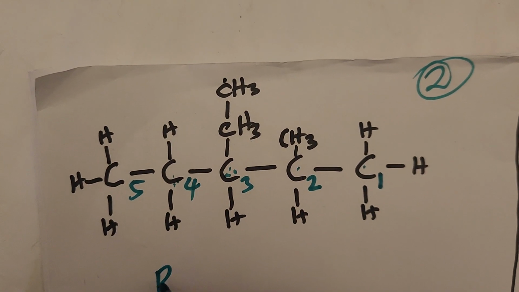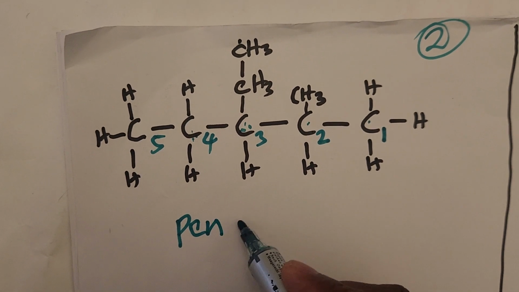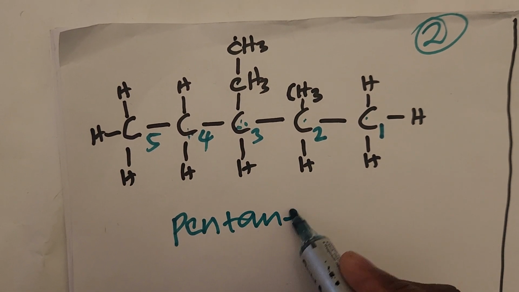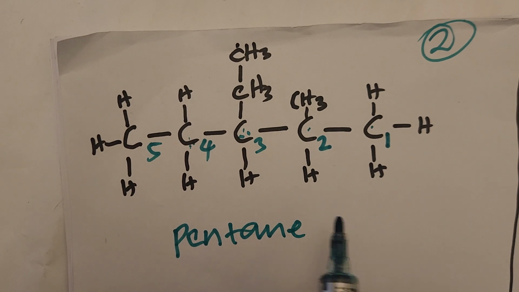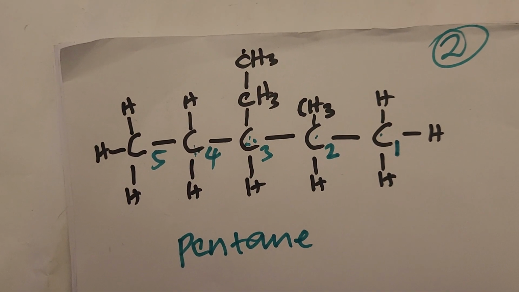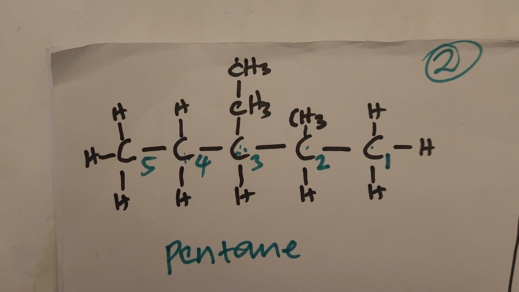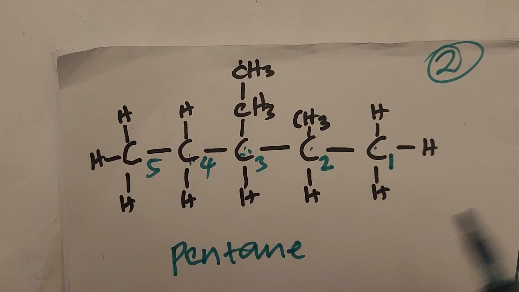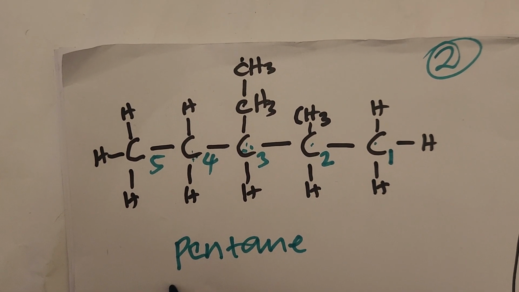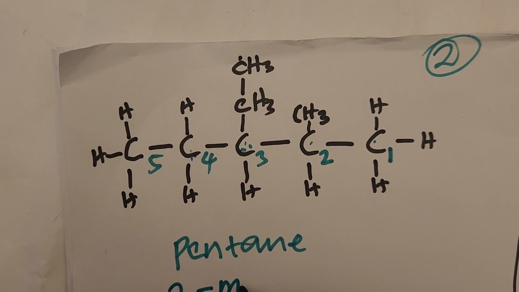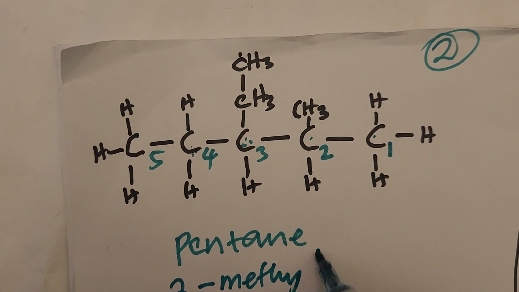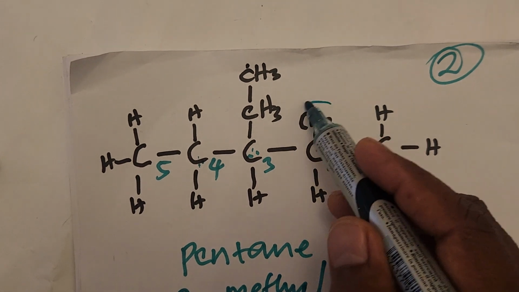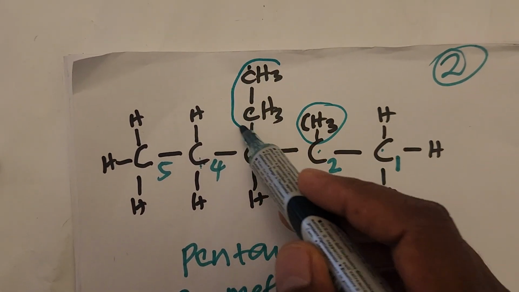Therefore we said the parent chain is pentane. Pent, don't forget 5 carbon atoms. And then now, can we name the substituents or the branches? Yes. At carbon number 2 I've got CH3, that is your methyl. Therefore it will be called 2-methyl. And then again at carbon number 3 I've got this.